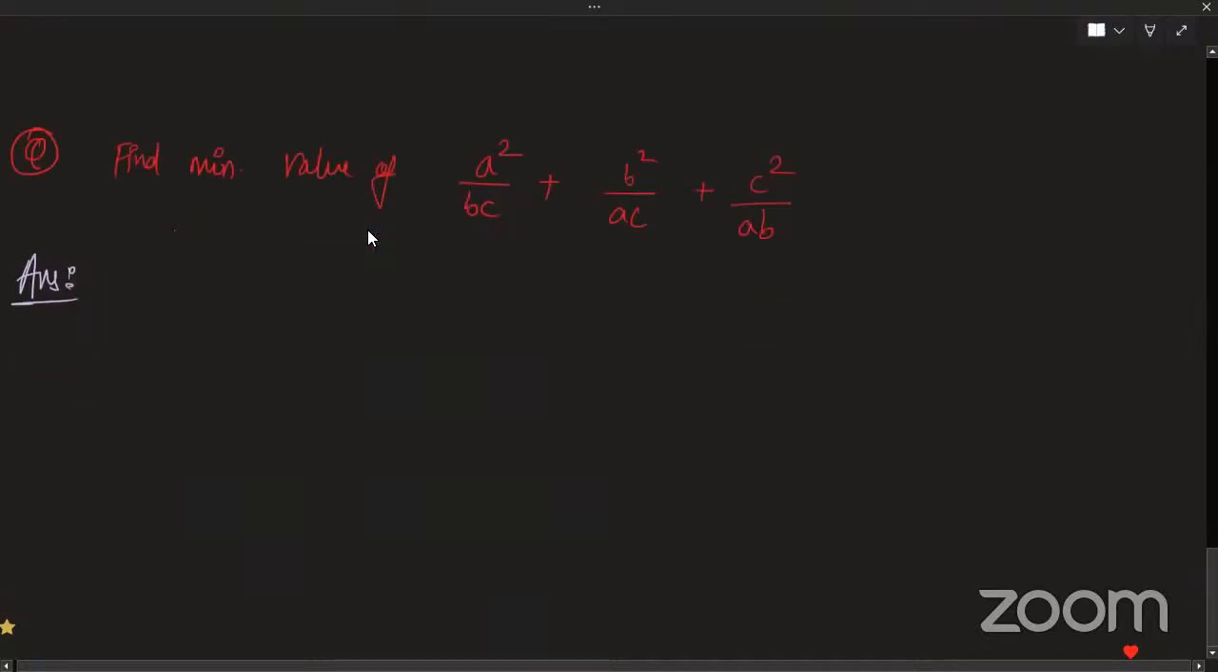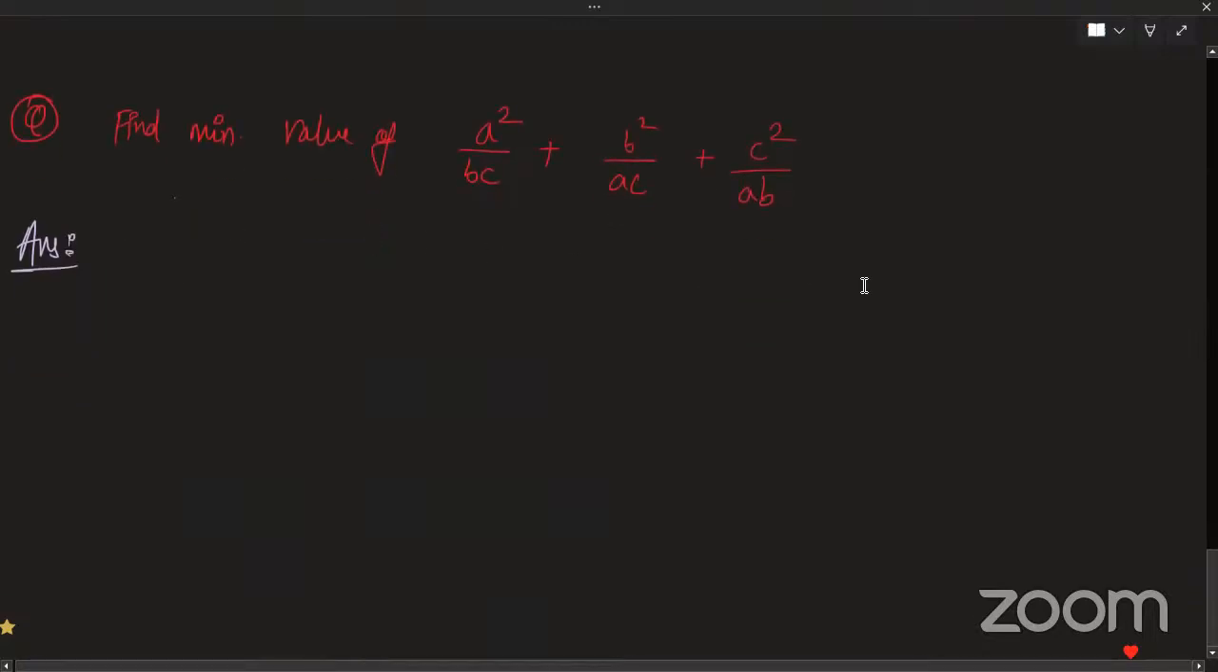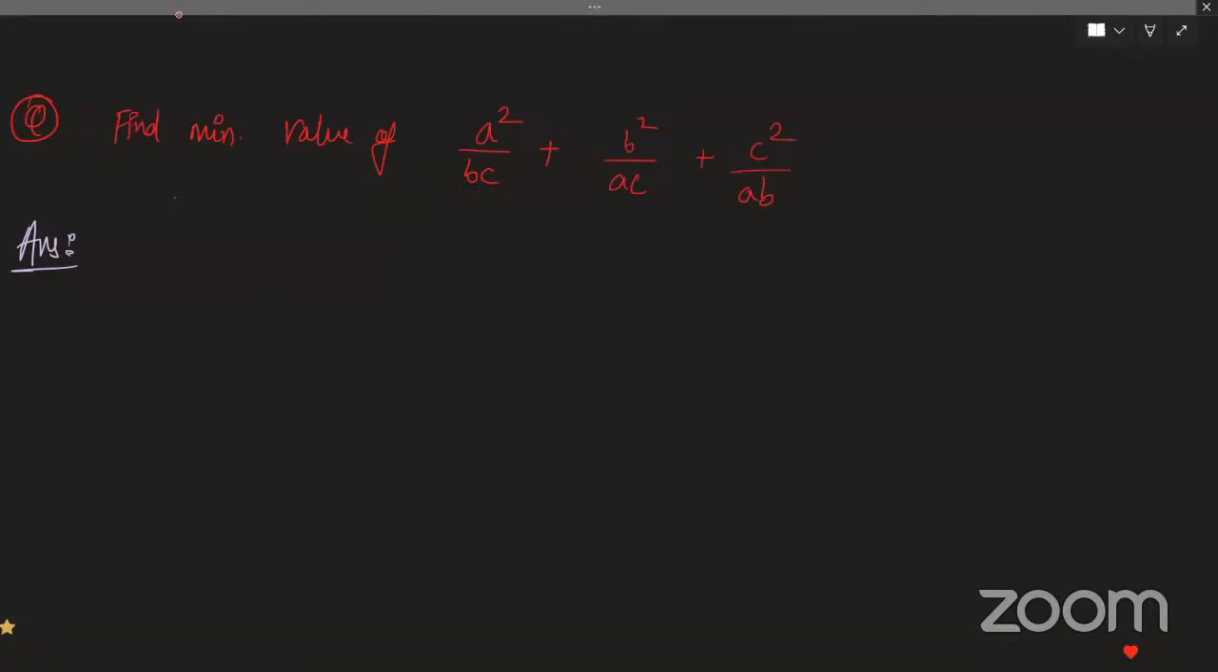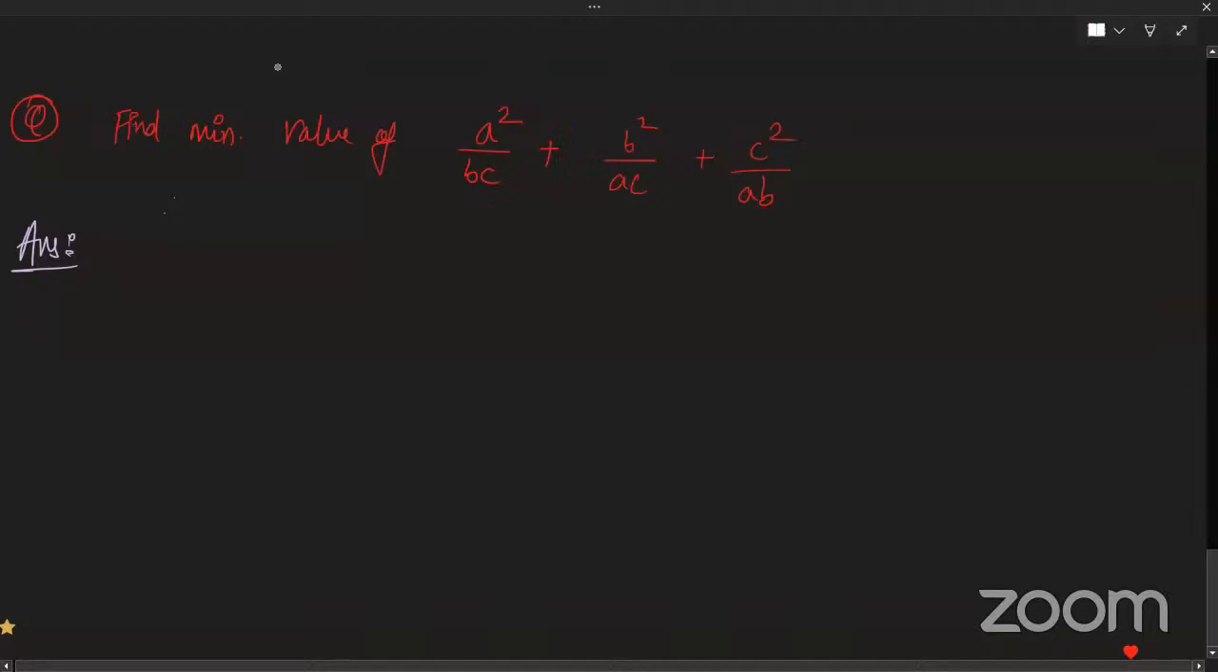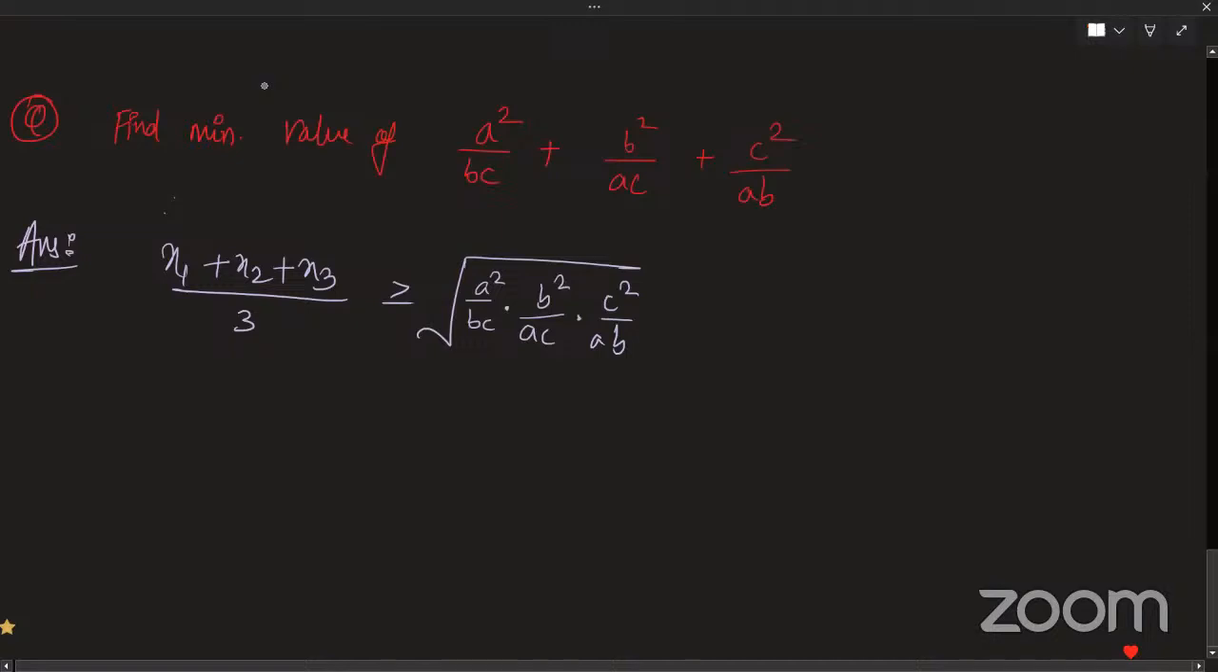Okay. So this one: A square by BC plus B square by AC plus C square by AB. Anyone? It was really easy. I had genuinely given this question because it was really easy. And when you take the root, it is A square by BC into B square by AC into C square by AB. So all of these terms will get cancelled and you will just get a 1 over here. So the minimum value will be 3.